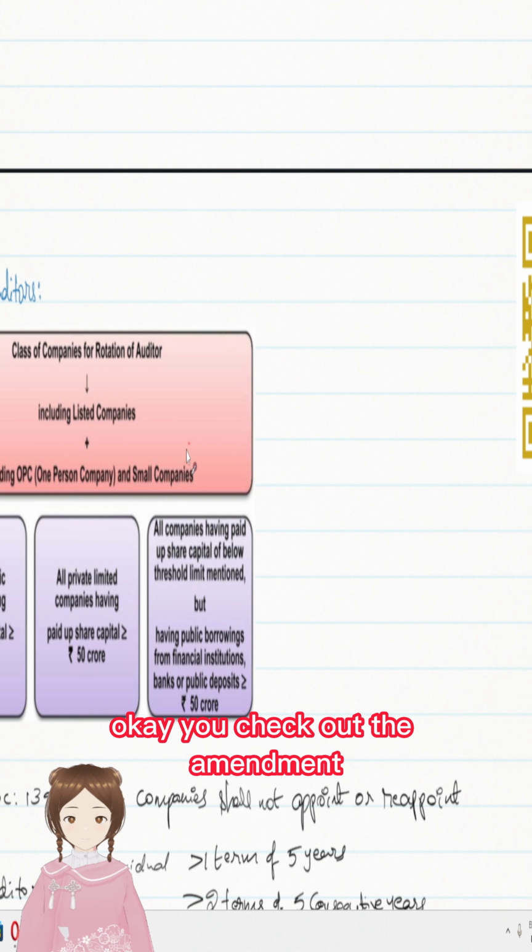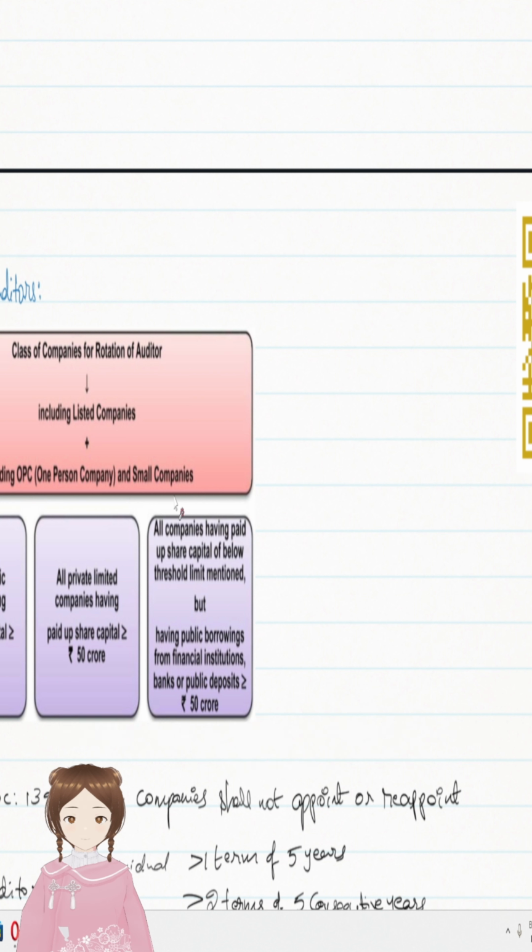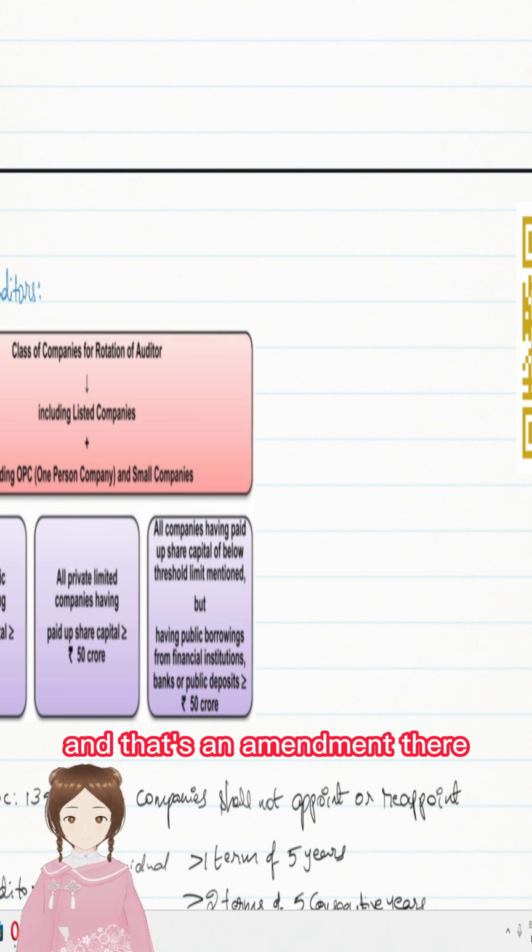Do check out the amendment. They have got an amendment with regard to small companies, turnover limits and all. That is, 4 crore and 40 crore turnover has been changed. Till it touches 4 crore paid up share capital and 40 crore turnover, it's a small company. That's an amendment there. Please make a note of it.